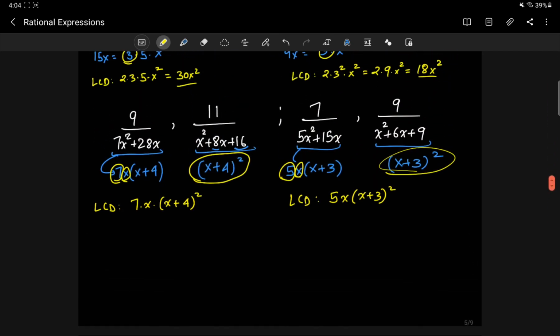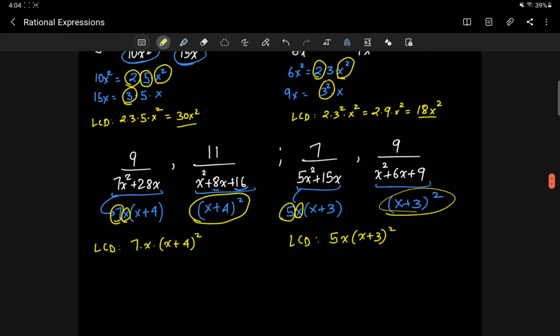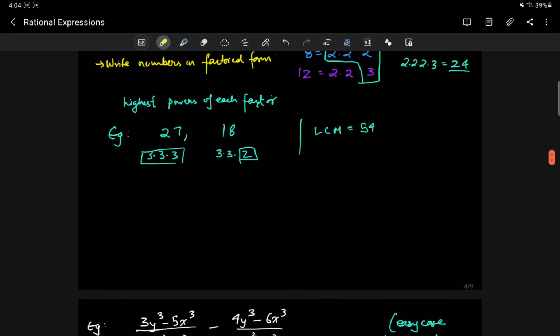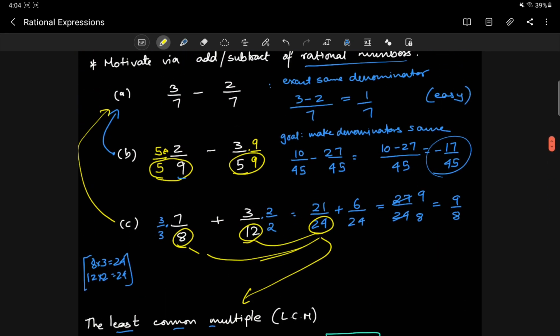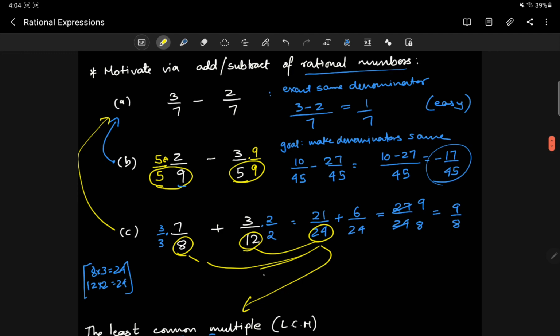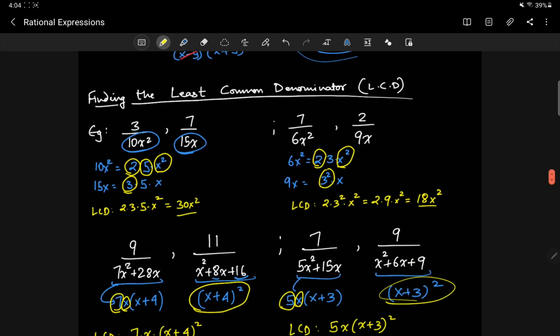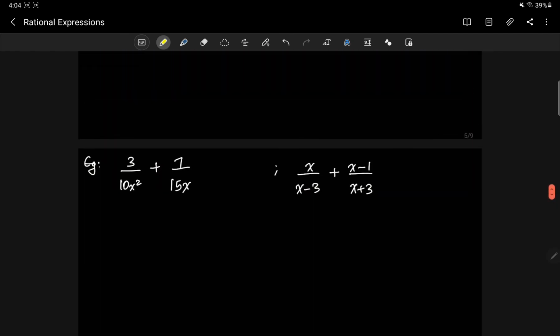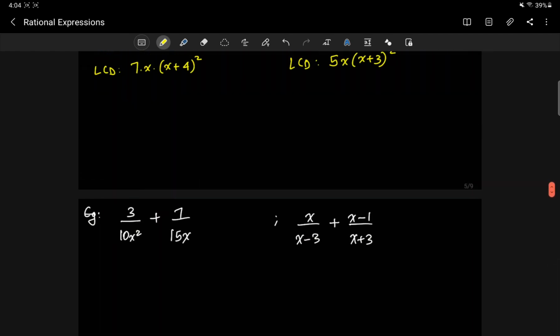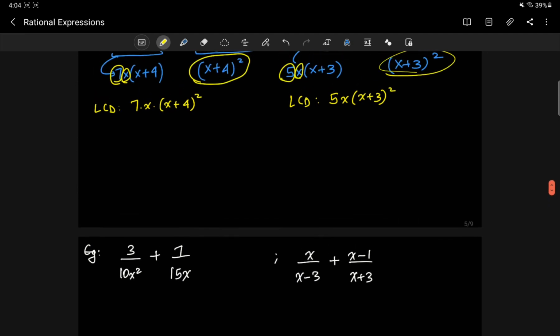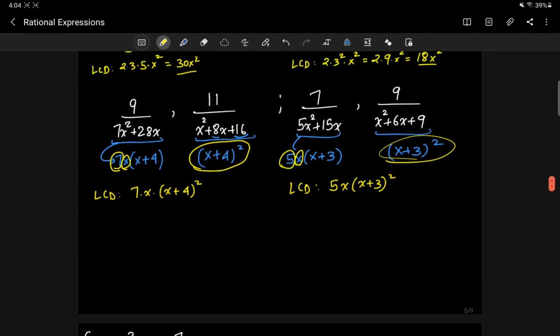Now I'm going to end this video here, and in the next video, once we have the LCD, what is the next step? So go back here. Once you had your LCM, the next step was to multiply and divide to make sure that the denominators are the same, and then you combine them because they have the exact same denominator. So that's what we're going to do in the next video. We're going to look at how to combine these after having figured out the LCD. Okay, that's it for this video. Thank you.